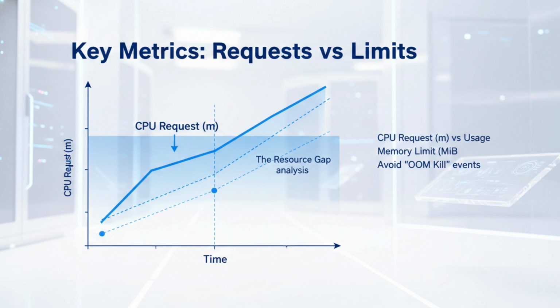If your CPU request is 500 millicores, but your actual usage is only 50 millicores, you are paying for 450 millicores of idle capacity. Kubecost highlights these discrepancies, showing you exactly where you can lower your requests to fit your actual workload profiles without sacrificing performance or stability.